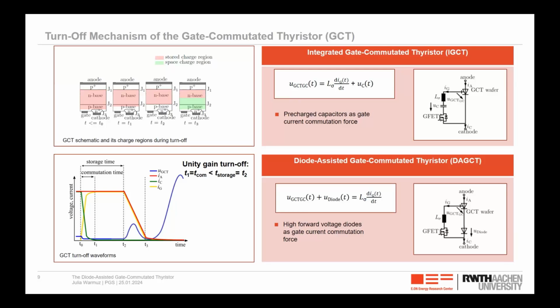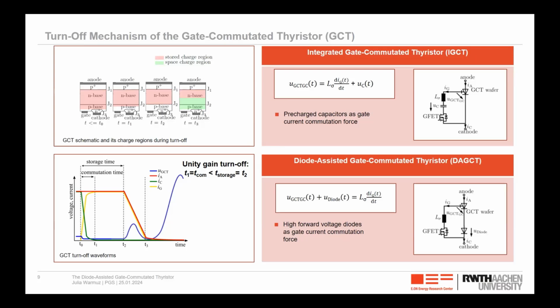We have multiple of the cells in parallel, so not every cell behaves the same. So when we just measure the device, we can use this two-dimensional criterion to just know if we are in a safe margin. So how is the gate current now forced to commutate out of the gate?